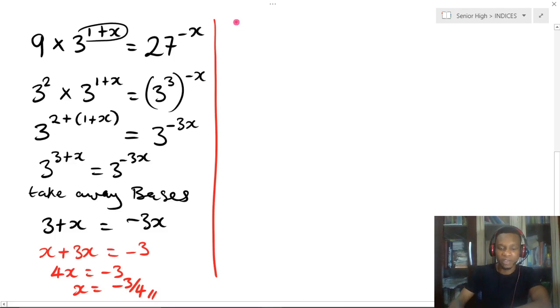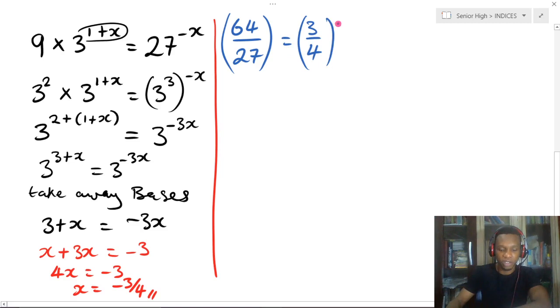So let's try to work this out. 64 over 27 is equal to 3 over 4. Okay, there's actually no bracket for that 64 over 27, so let me just take away the brackets, though it doesn't really mean anything whether it's there or not. Let's just take it away so we have what they give us. So find t.